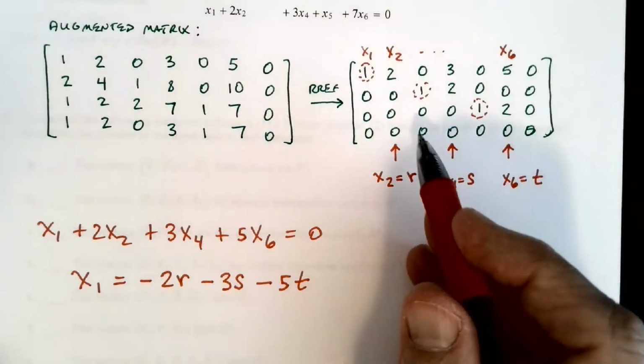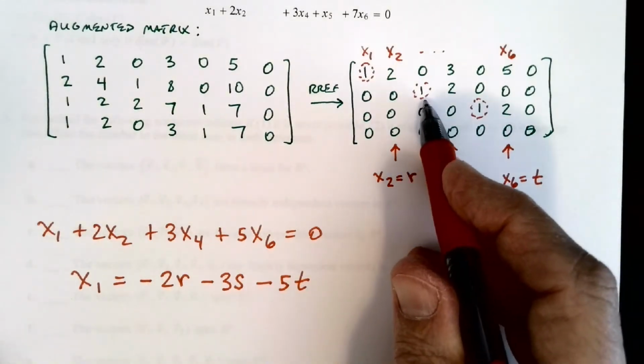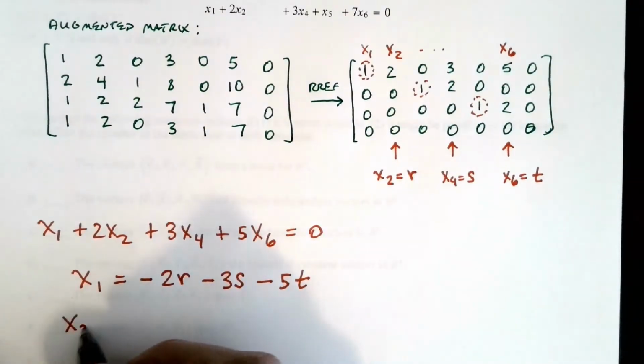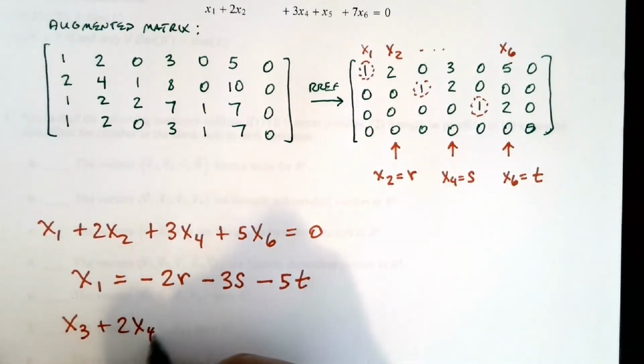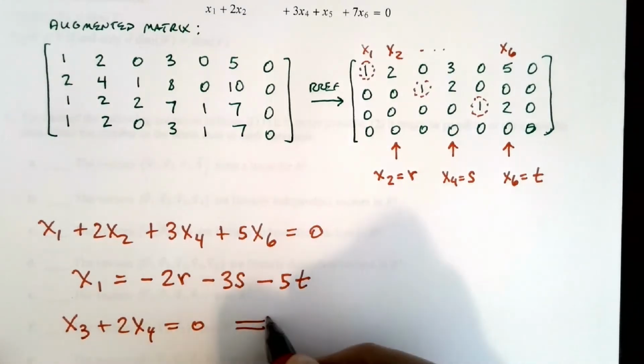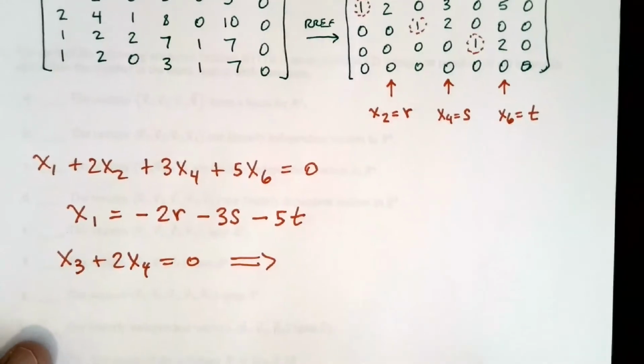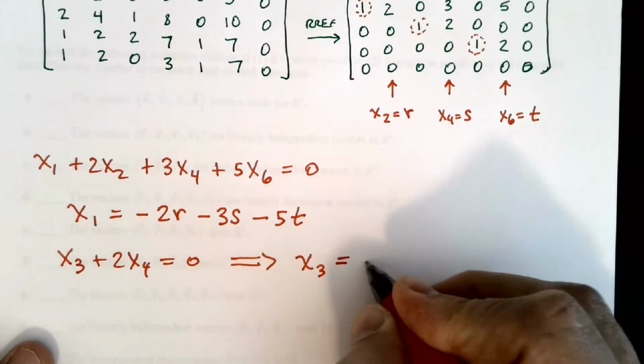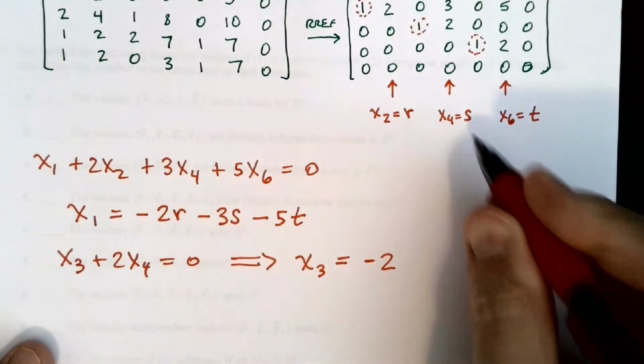Now my second fixed variable is x sub 3. Let's solve for that. In this equation, I'll get x sub 3 plus 2x sub 4 equals 0. So solve for x sub 3. A little bit easier. And this time, just subtract 2x sub 4. You get negative 2x sub 4 is s.